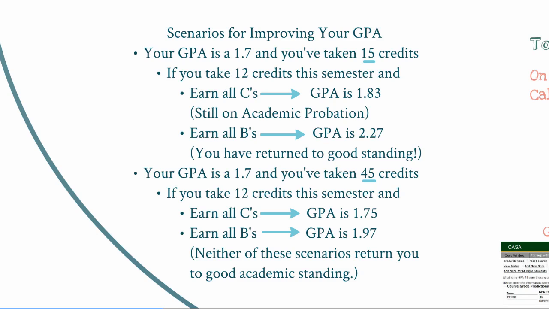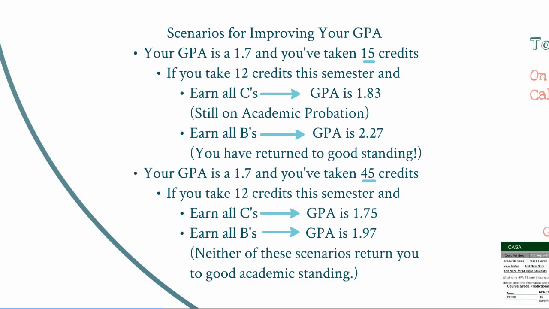We'd like to show you a few scenarios and how they can impact a GPA. If a student has only completed 15 credits at CSU and has a 1.7 GPA, she can improve her GPA to a 2.27 by taking 12 credits and earning all Bs. If the same student earns all Cs in those same 12 credits, her GPA will still be below a 2.0, a 1.83 to be exact.